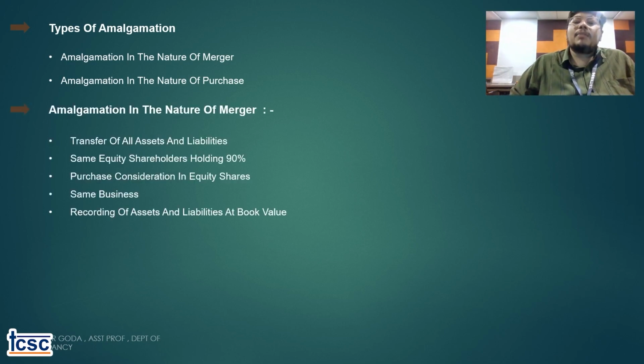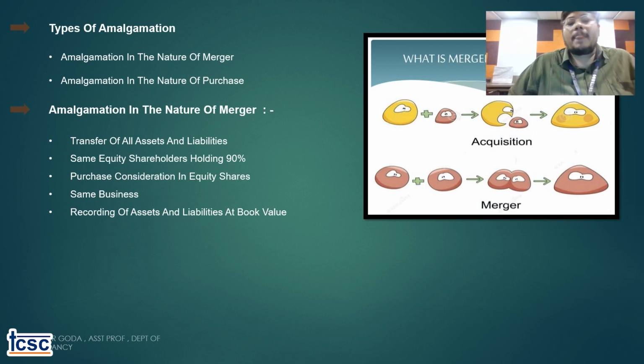Now what is amalgamation in the nature of merger? It is nothing but transfer of all the assets and liabilities at the book value. Here we are just concerned about the book value. We are concerned about the balance sheet values of the assets and liabilities. Whereas in purchase method, the system is totally different, that we will be covering when we start with amalgamation in the nature of purchase.